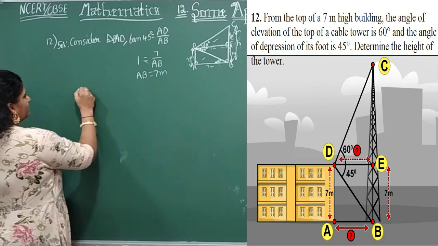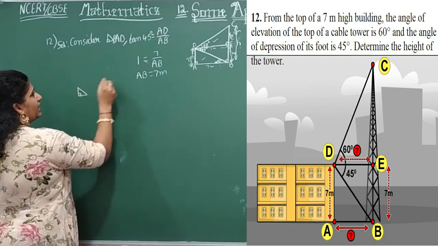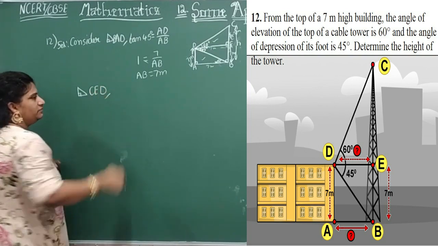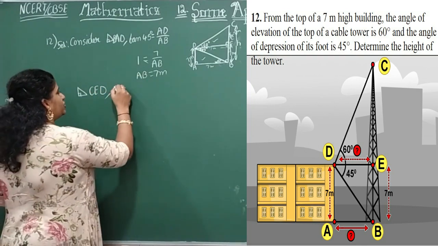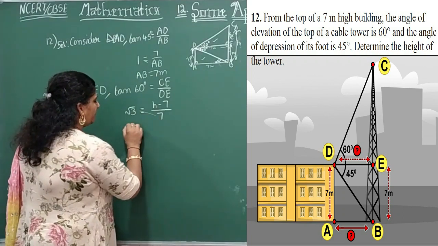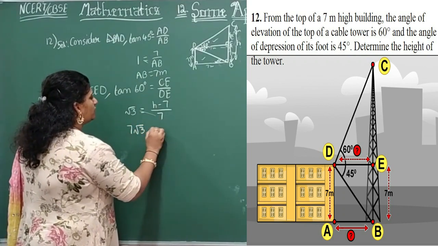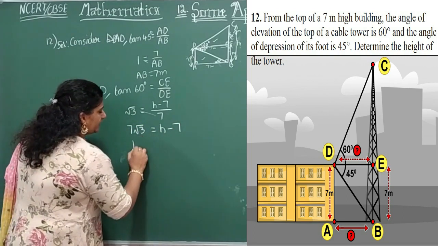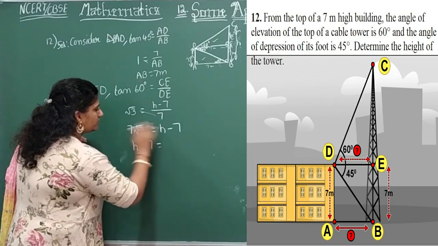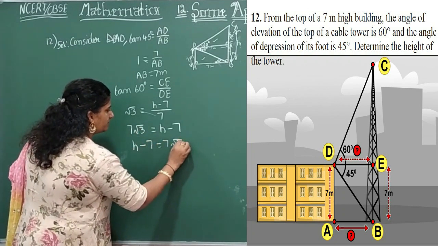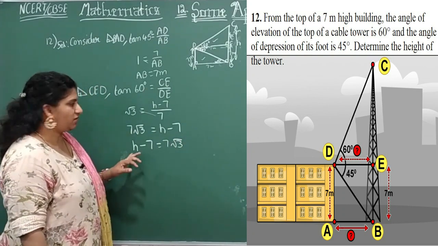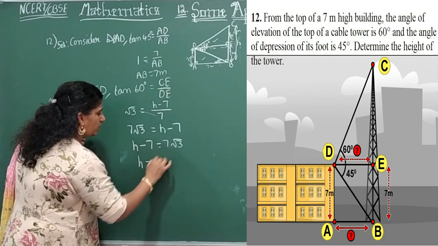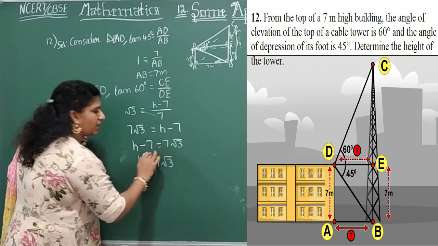Now consider the right angled triangle. What is that? CED. Okay, so now the ratio, let's cross multiply here. That will be 7 root 3 is equal to H minus 7. So children, at a time change this, so no sign will be changed. H minus 7 is equal to H root 3. So now H is equal to 7 root 3 minus 7.